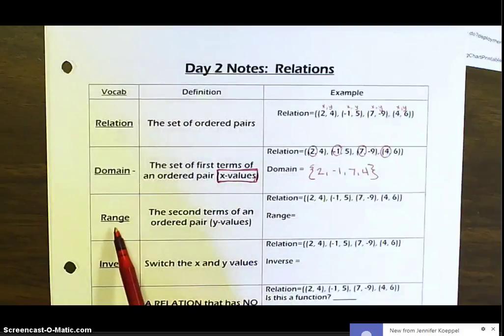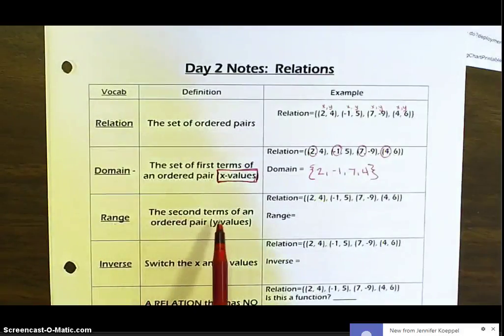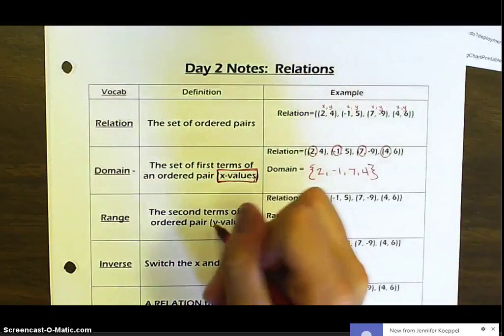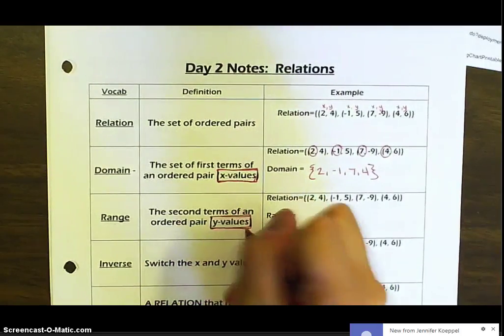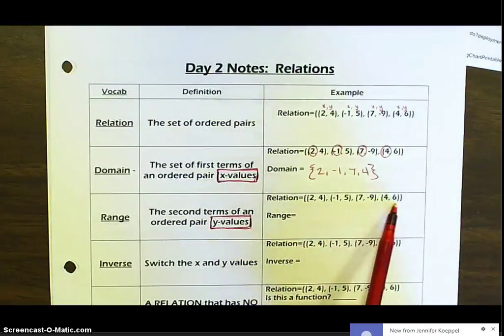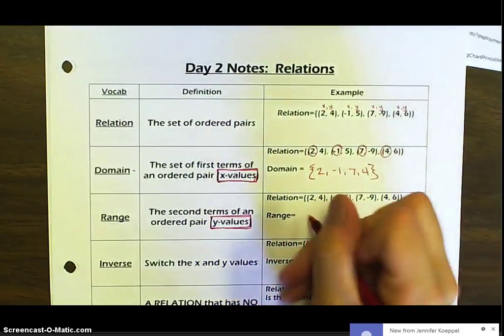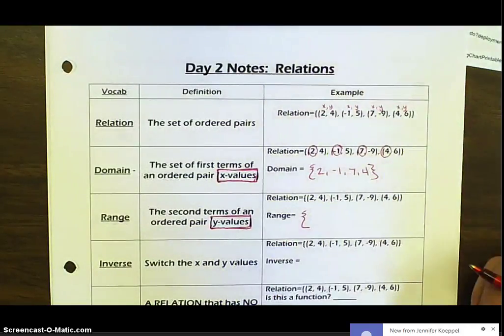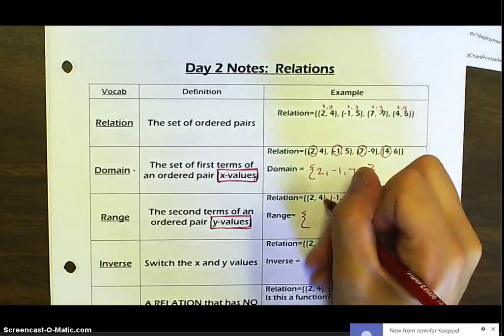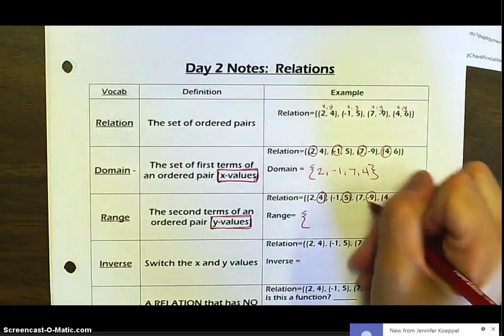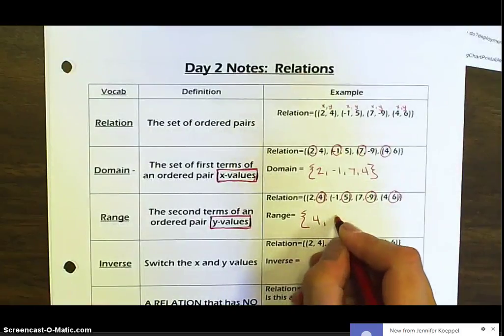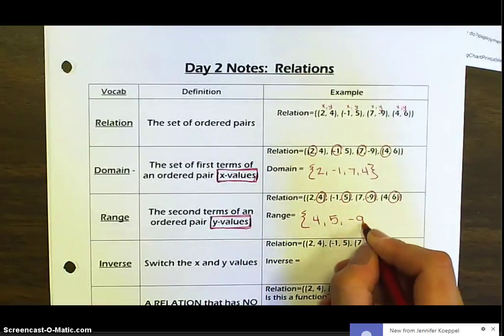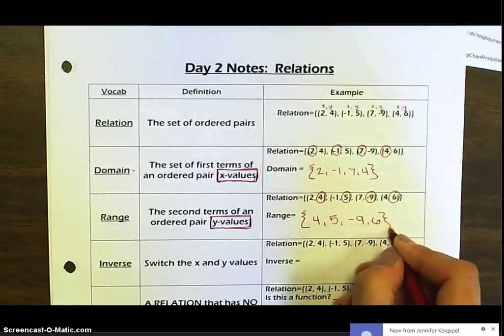Our next vocabulary term is the range. The range is the second term of the ordered pairs, which means it is going to be the y values in your relation. So let's take a look at this relation. The range is going to be the set of numbers. We put our little brackets there, and it's going to be the y values. So my range is 4, 5, -9, and 6.